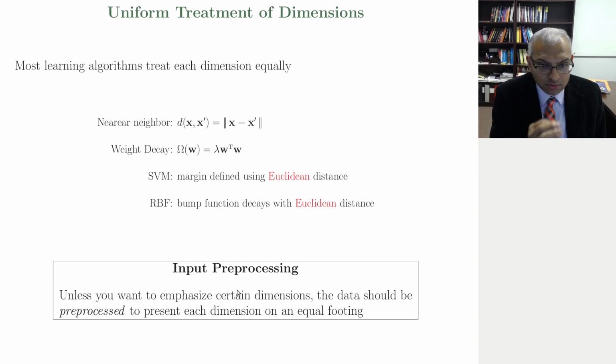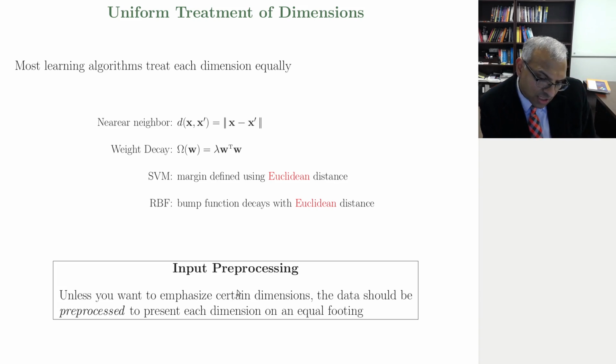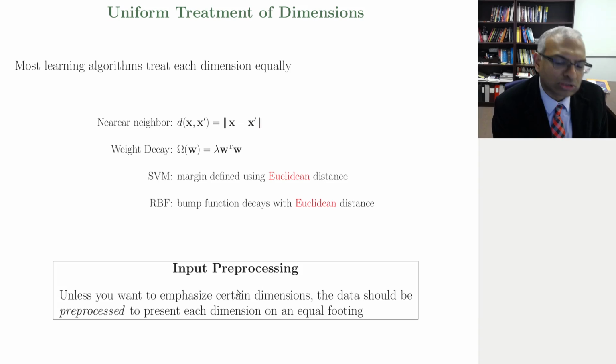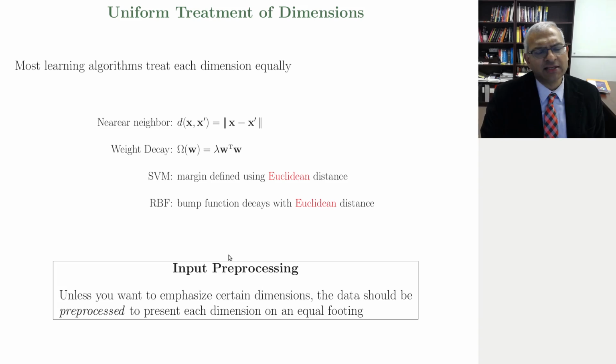So the goal when we do input preprocessing is to preprocess the data so that arbitrary choices like scale do not affect the outcome. Now, if you want to be a little bit more quantitative and understand why scale is so important, you can look at how some of the algorithms work. So let's talk about nearest neighbor. We implicitly define the distance between x and x prime as the Euclidean norm of the difference between x and x prime.